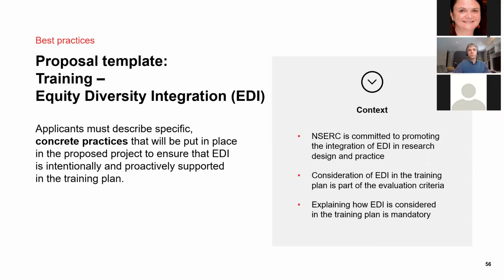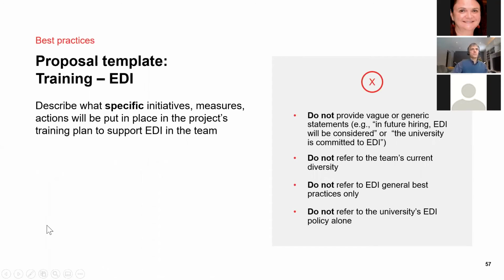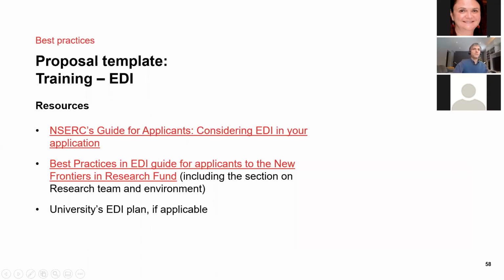So we need a few of these practices outlined, not just general statements like 'we will follow the university's EDI policy,' or talking about the past, like 'for the last 20 years we've had a diversified group.' That's good, but that's not what's going to give you the pass grade on that. We need specific things. On the website, we do have a document that gives some examples and provides guidance. And there's the link to the EDI guide that can help you.